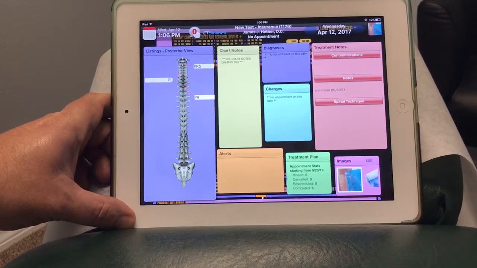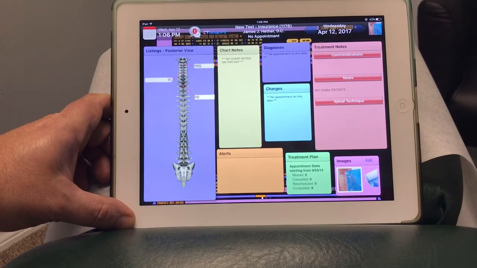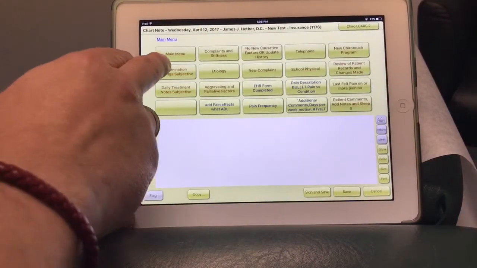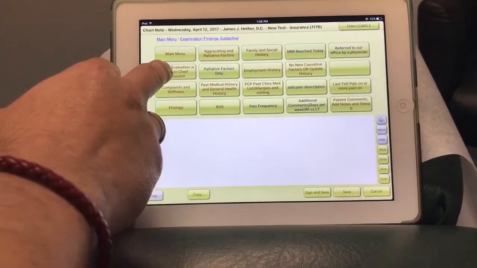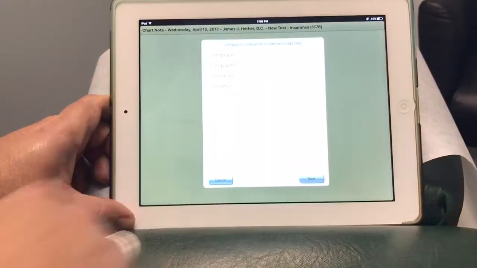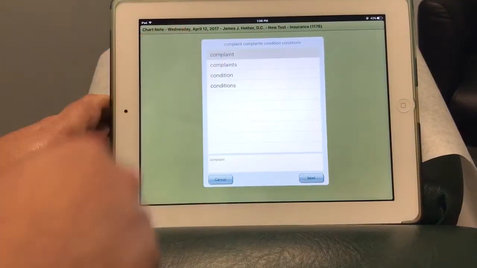All right, this is an example of using ChiroTouch and the Heather macro on how easy it is to do a new patient exam. We're simply going to go into the chart notes, and for this person we're going to say that we're going to do an exam, and the type of examination is a new patient initial examination. Today's date is the 12th, and this person is coming in with a single complaint.